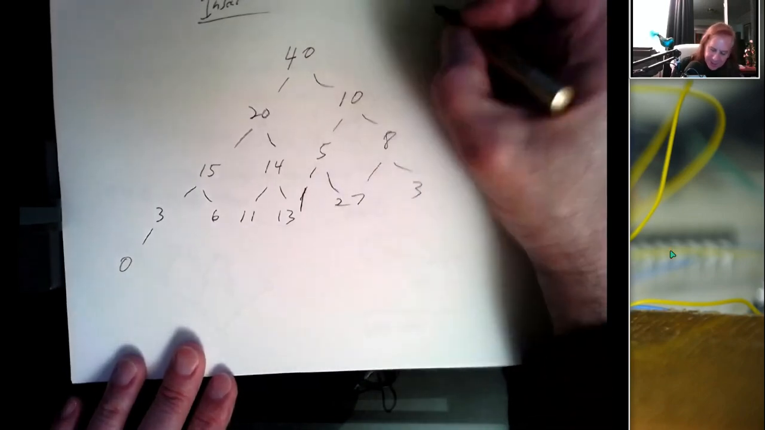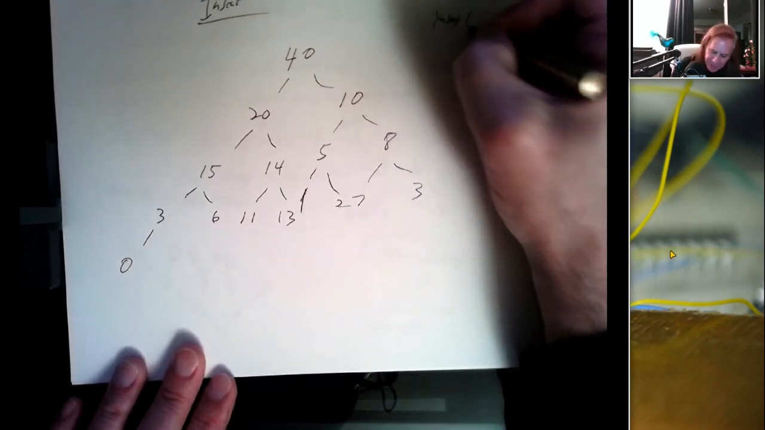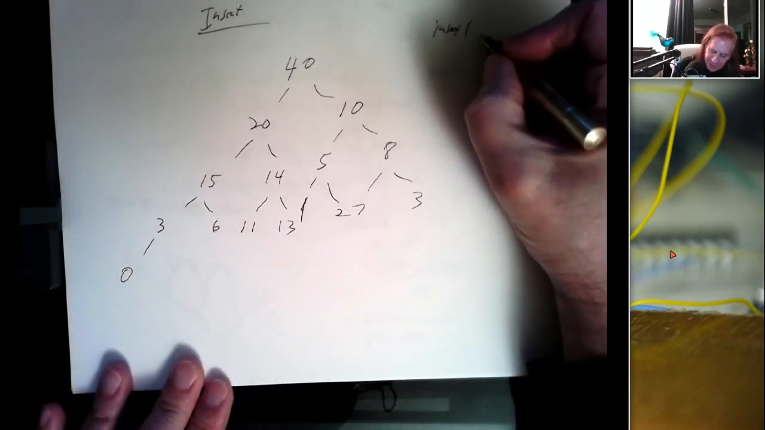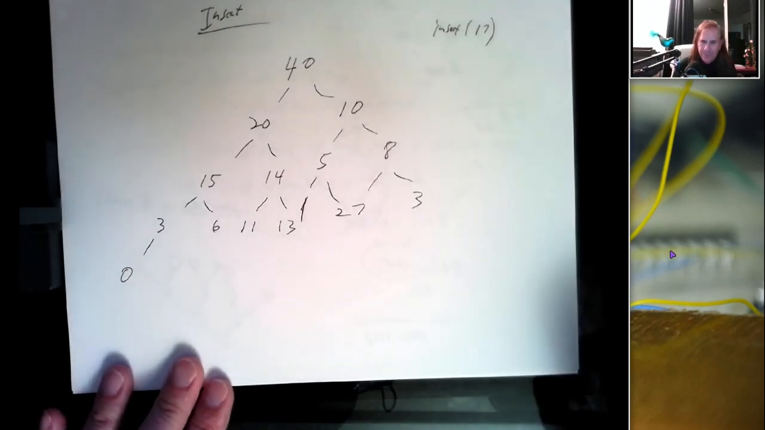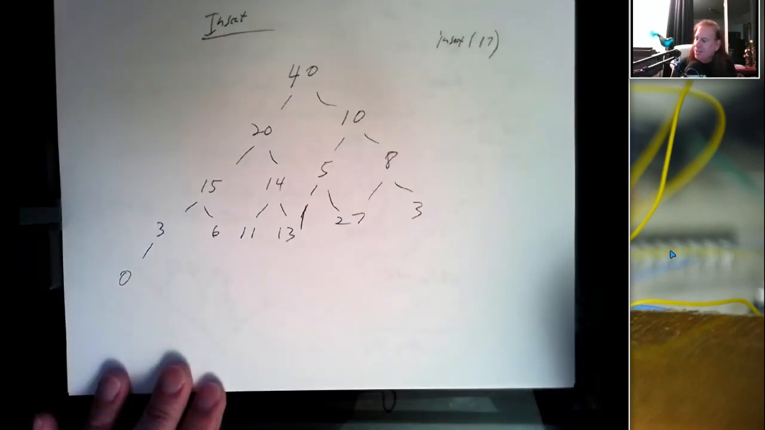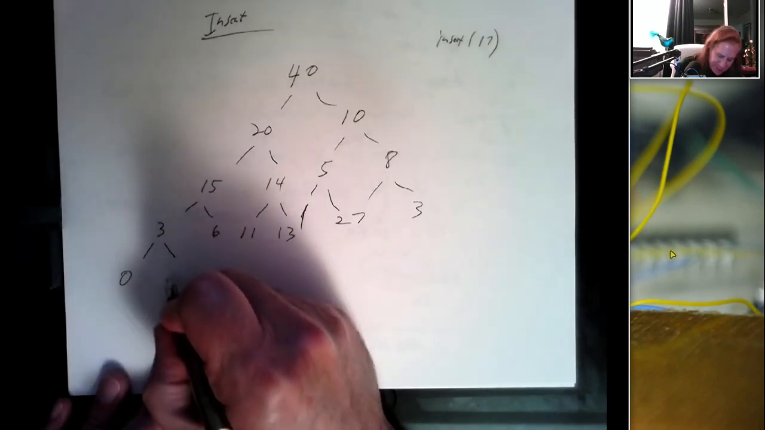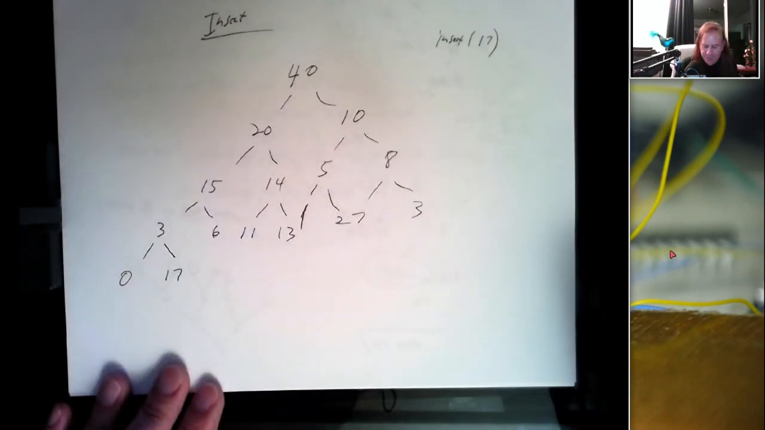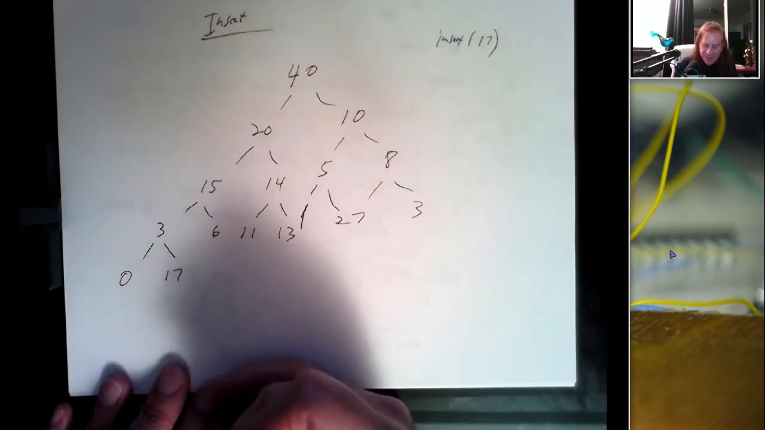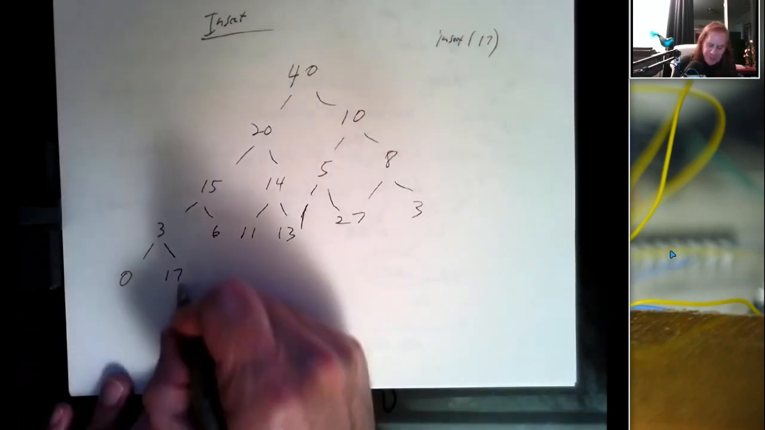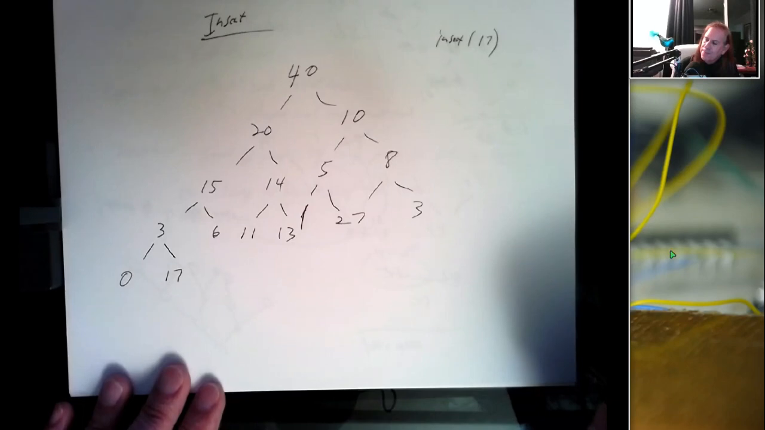So what should we insert? Let's insert, I don't know, let's do a 17. Alright, we kind of do the opposite of removal. First, we put the 17 so that it's the last thing in the heap. So go down to your deepest level, go all the way over to the right, put your new number right there.